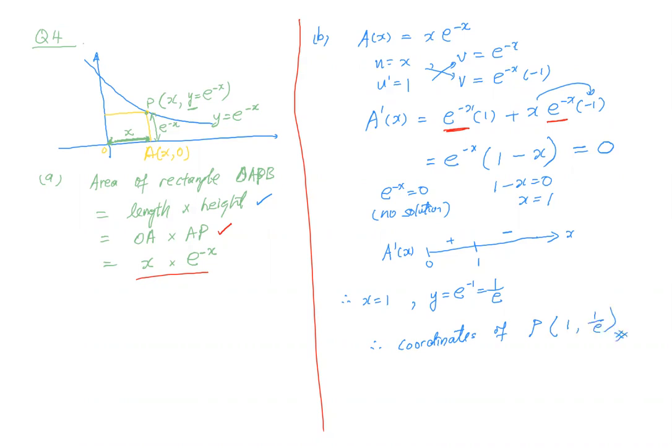Got it? So I told you already, for maximum or minimum question, optimization question, if you cannot do part A, you still can do part B. The conjecture question, you see, same thing. In this case, I asked for the x-intercept of the tangent, right? X-intercept of the tangent. Shall we go to question 5?